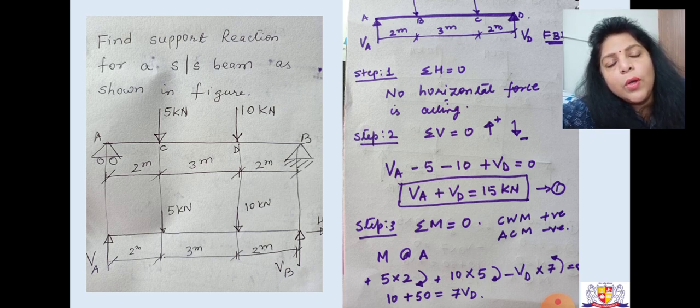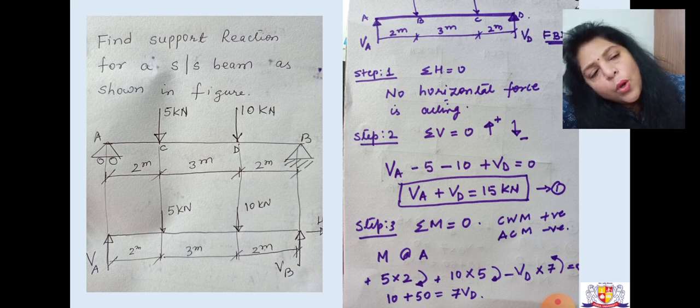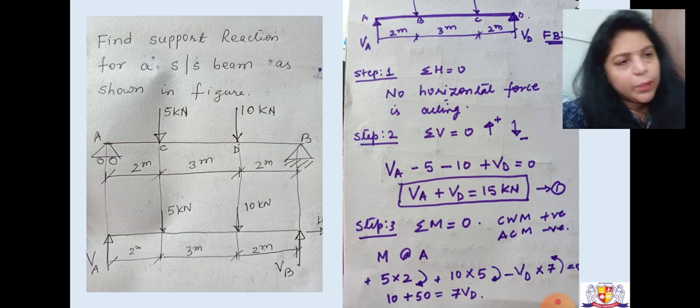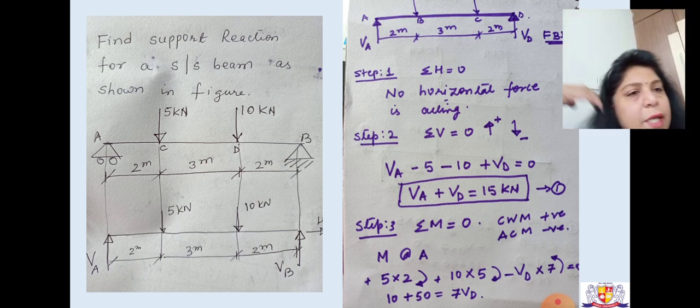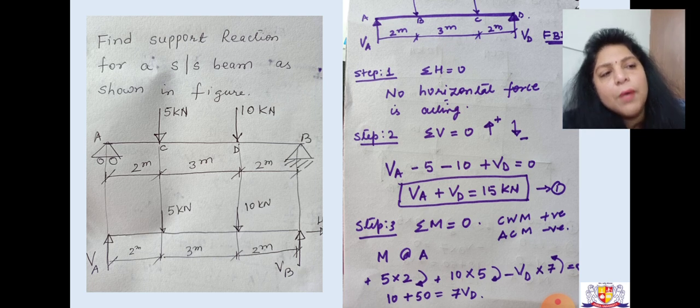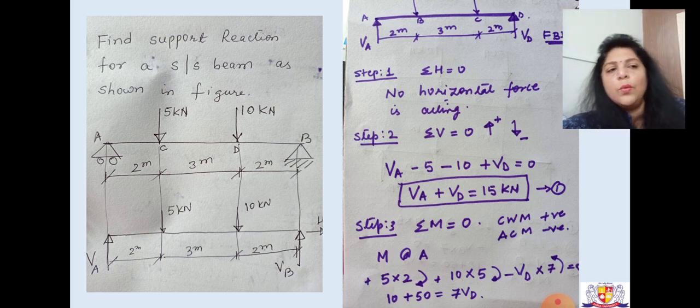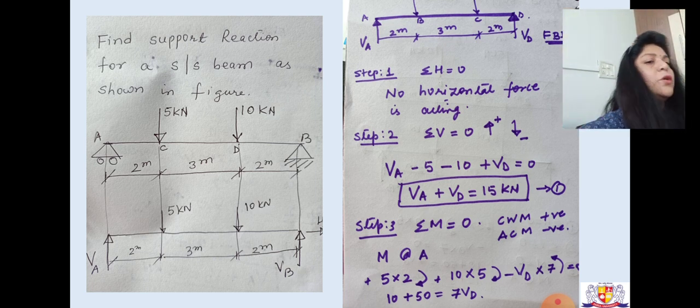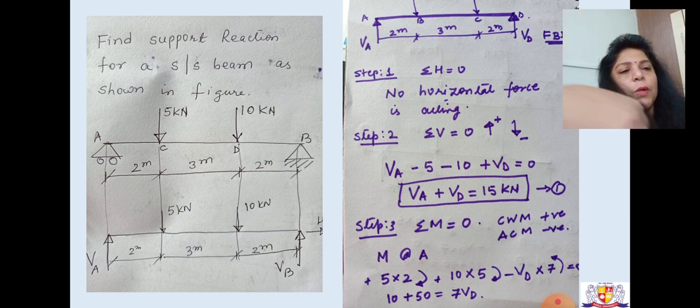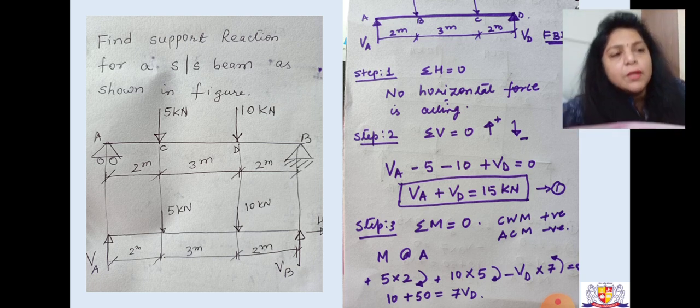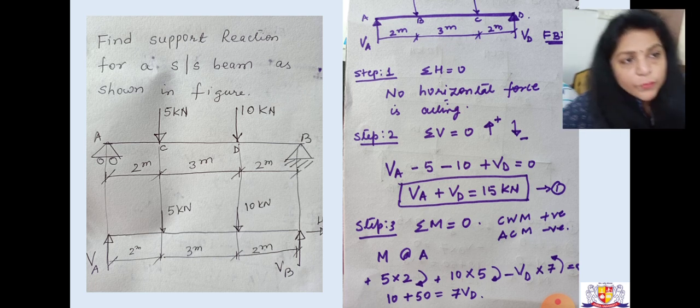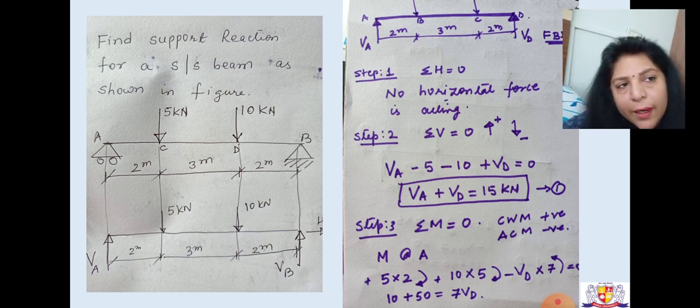There is only one horizontal force, HB, acting on the system, which is equal to 0, so it is already satisfying the horizontal condition of equilibrium. Then we come to the second condition of equilibrium, that is sigma V is equal to 0. What is sigma V equal to 0? Sigma V: upward force positive, downward force negative.